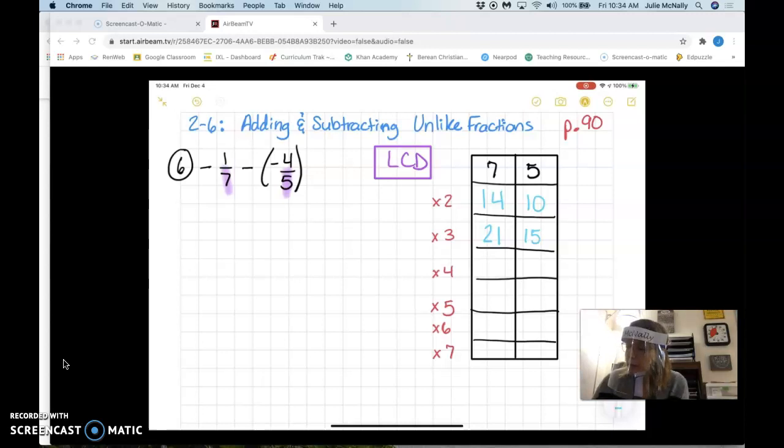No. Okay, keep going. 4 times 7. 28, and then 4 times 5? 20, good. Do I have a match yet? No. How about 5 times 7? 35. And how about 5 times 5? 25.